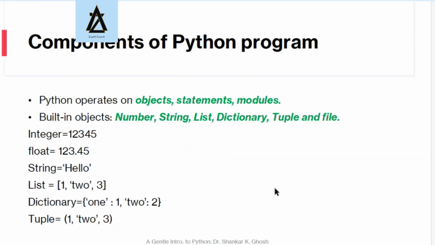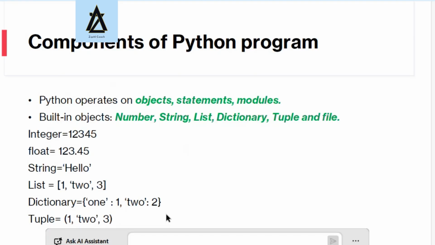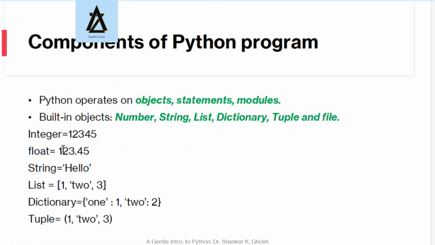Now let's start discussing some modules and features of Python. Python operates on objects, statements, and models. The built-in objects which Python has, as I told you, are number, string, list, dictionary, tuple, and file. I have listed one example of each of these objects. We know how integer and float look, so those things go under number. Then a string is basically a sequence of characters.